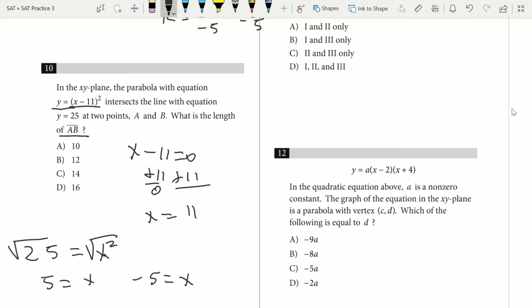So we need to move 5 to the right of 11, which will get us 16, but we can also move 5 to the left of 11 because -5 squared also gets us 25, right? So that will get us 6 and 16, right? So those will be our two intersecting points. And so if we have 6 and 16, we know that the line from 6 to 16 is 10. So our answer will be A. And you could also just say 16 minus 6 equals 10.